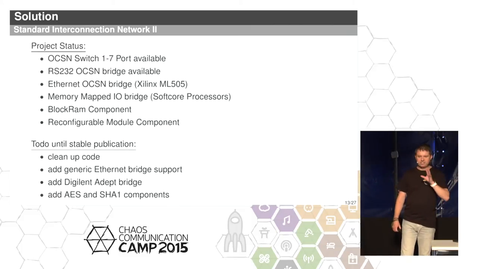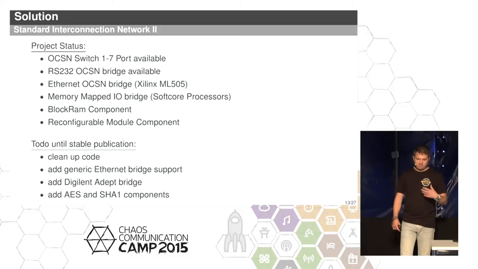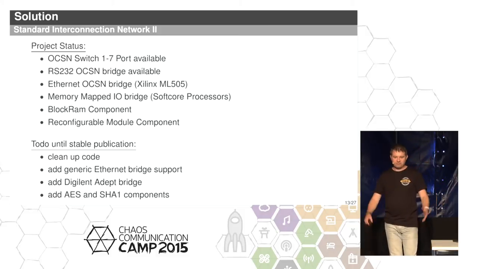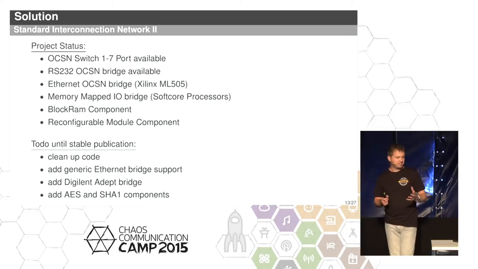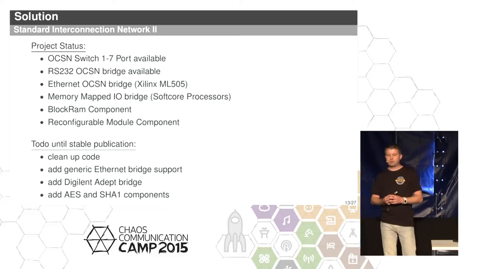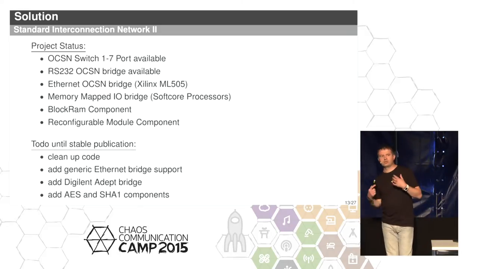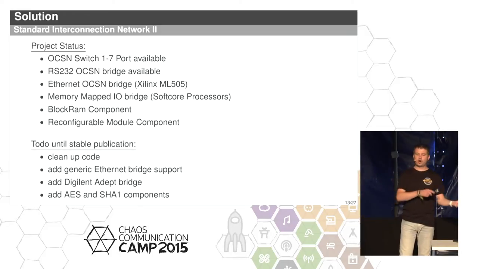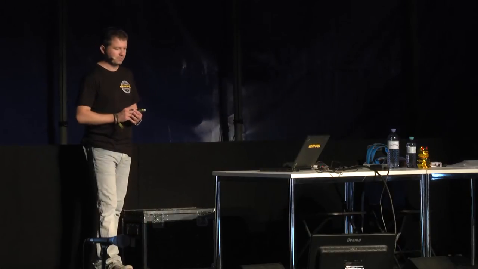Here you can see the current project status, where I'm at the moment. I have the switches available, I have a bridge for RS-232, I have an Ethernet bridge. I even have a memory mapped I/O bridge to connect onboard softcore processors to this network. So you can even communicate from the PC with an onboard softcore processor core running Linux.